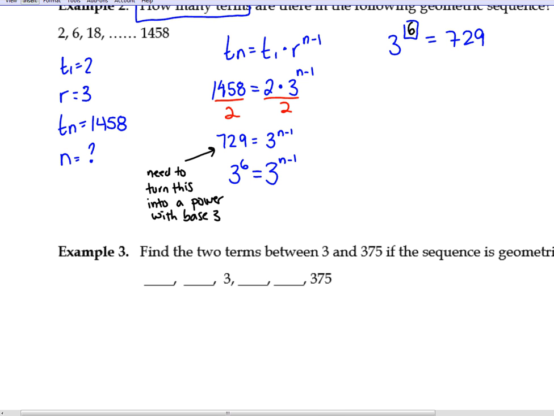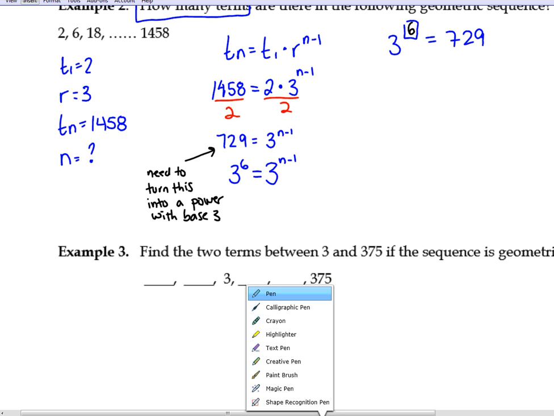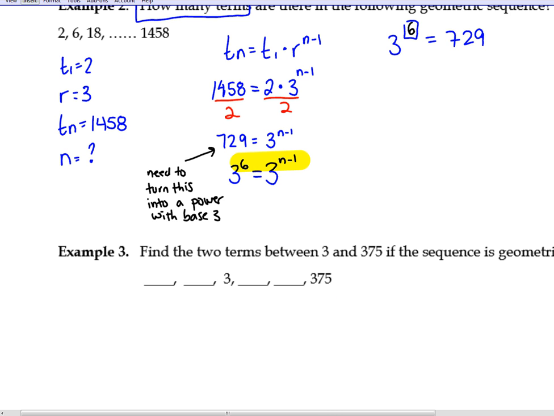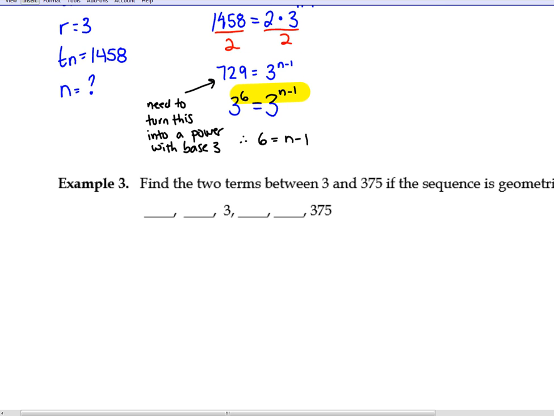Does that make sense? Do you see that? So because their bases are the same, and this is an equality statement, we can therefore say that 6 is equal to n minus 1. Because those are equality statements. So we can set the exponents equal to each other now because they have the same base. So therefore, n has to be 7.